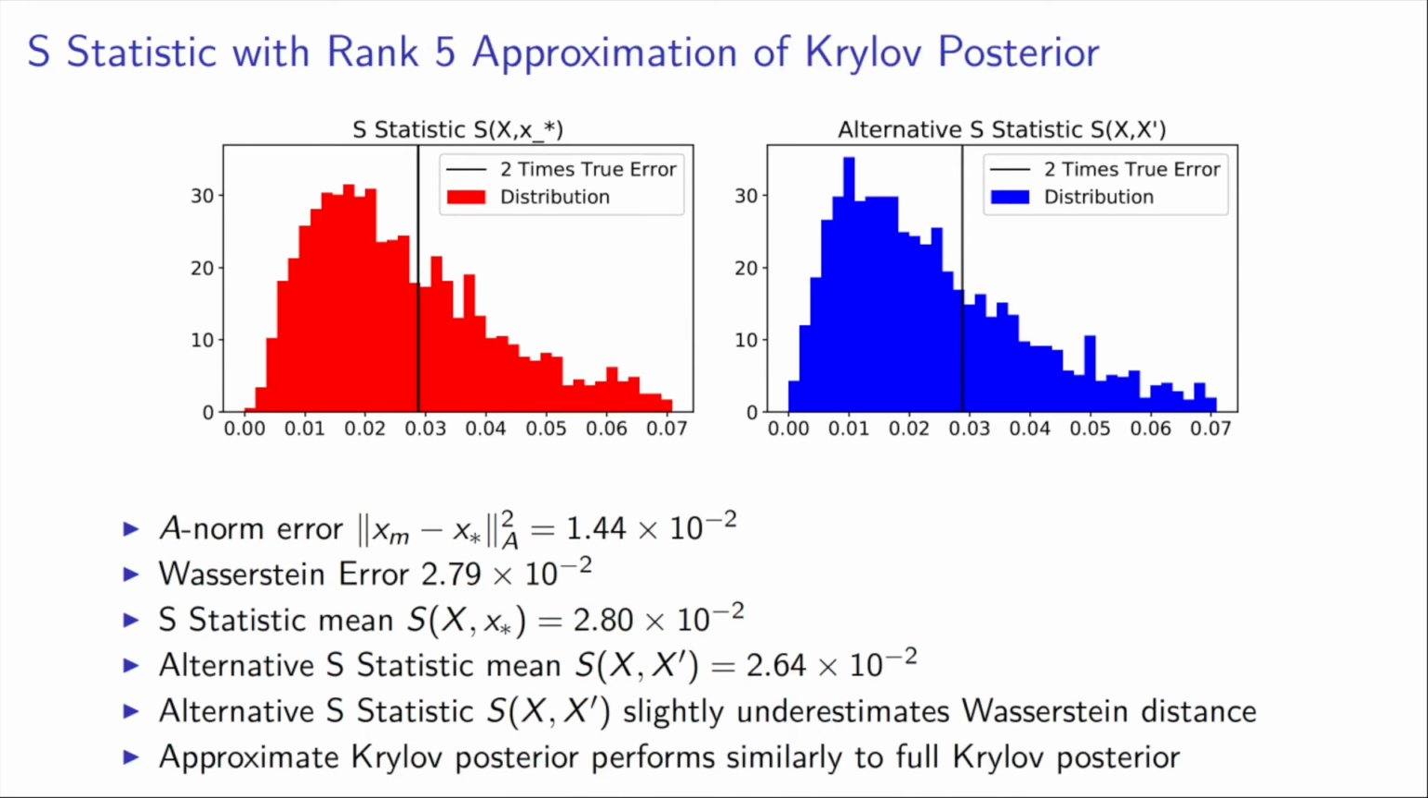And here we have the S-statistic with a rank 5 approximation to the Krylov posterior. The A norm again is 1.44 times 10 to the minus 2, but in this case, the alternative S-statistic, which is around 2.6 times 10 to the minus 2, slightly underestimates the S-statistic and Wasserstein error, which are around 2.8 times 10 to the minus 2. So this means that when we use an approximate Krylov posterior covariance matrix, the S-statistic slightly underestimates the Wasserstein distance. However, in the plots, we can see that the S-statistic on the left and the alternative S-statistic on the right both behave similarly to when we used the full-rank Krylov posterior covariance matrix.